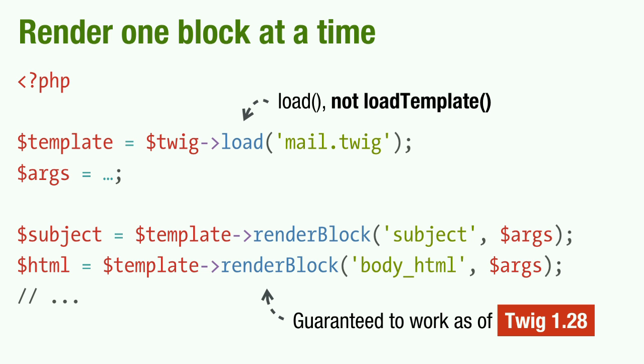Right? Quick tip, that only works, or it's guaranteed to work as of Twig 1.28, not before, and you need to use the load method and not the load template method. Okay, if you want to learn more about that and why that's the case, you can have a look at the code. But basically, load returns an object where we guarantee that render and render block are going to be stable, and we know what we are doing with that. The previous method was to use load template, which returns an internal object where render block is actually an implementation detail that can change over time. That's why.